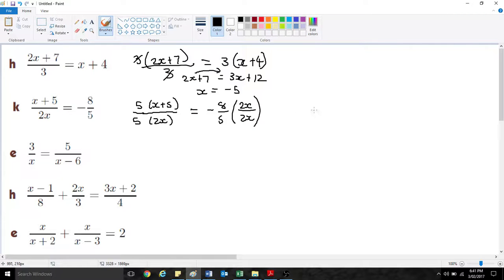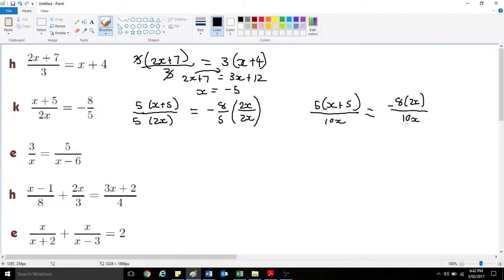Okay, now if we're going to expand this, we're going to see at the top, now I'm not going to expand the top just yet, we've got 5x plus 5 on top of 10x is equal to minus 8 times 2x on top of, and we can expand the bottom, 5 times 2x is 10x. So because the bottom is equal, both denominators are the same, 10x here and 10x here, it means the numerators are equal, and that's the trick. So we no longer need to write the denominator because we're solving for the numerator.